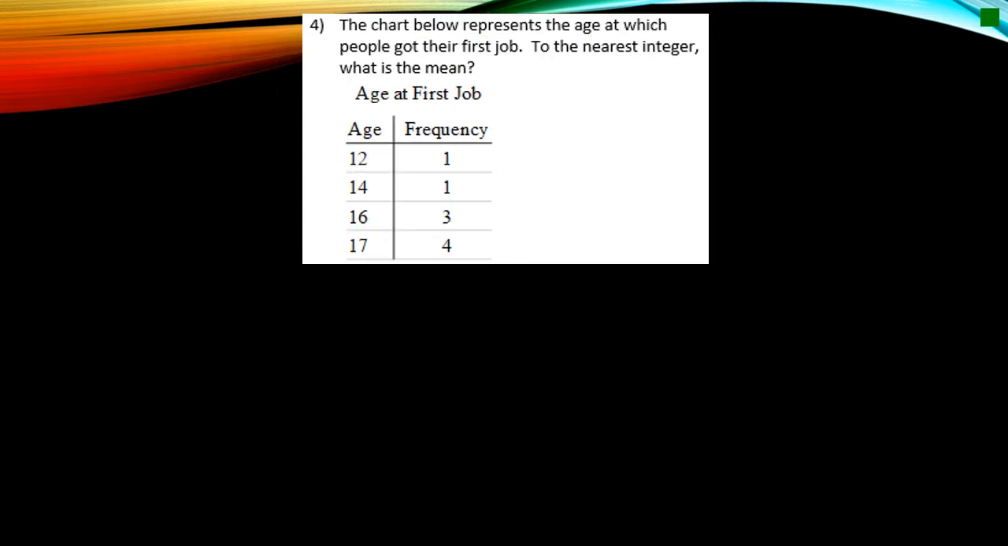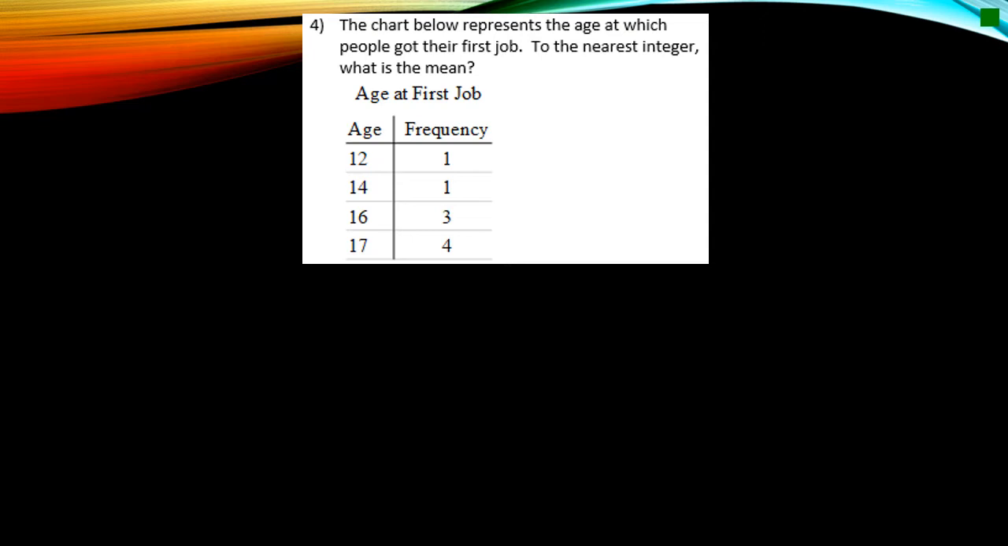This is exactly like question 3, but I'm going to show you somewhat of a shortcut. It doesn't save you too much time. So we're going to find the mean to the nearest integer. What we're going to do is take all of these numbers and multiply them by their frequencies. So we're going to take the ages and multiply them by their frequencies, divide by how many frequencies there are, and that will be that.